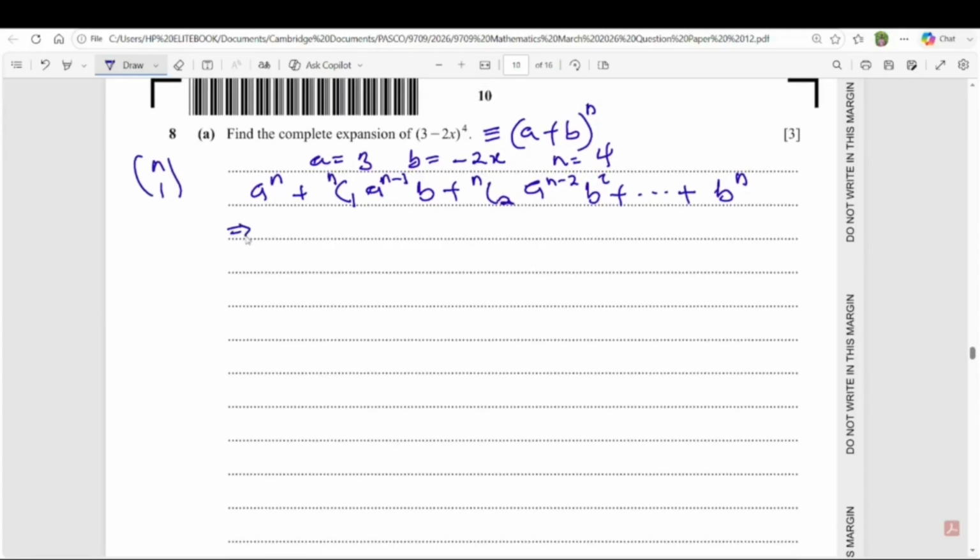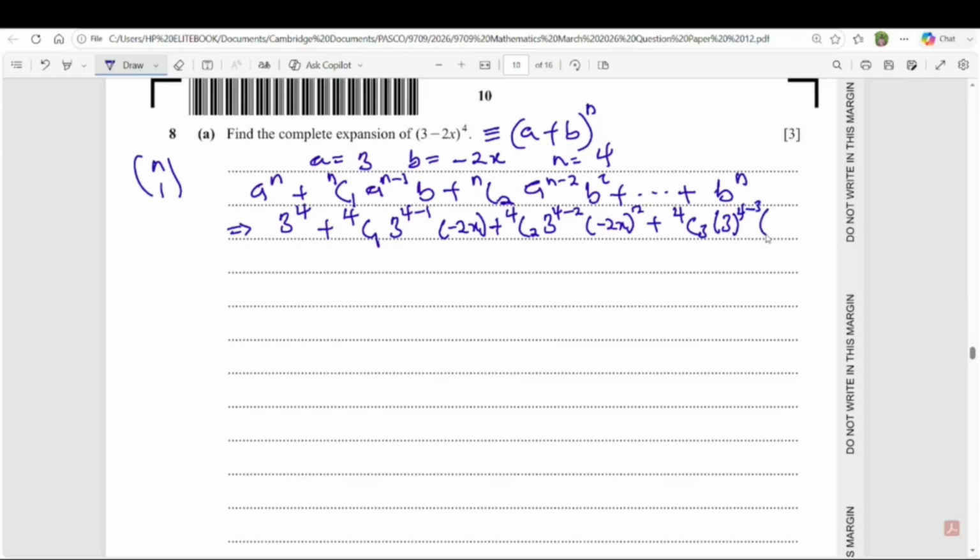So our expansion is going to be 3 exponent 4 plus 4 combination 1, and remember a is still 3, so 3 exponent 4 minus 1, and then b is negative 2x. The next term is 4 combination 2, our a is still 3, exponent 4 minus 2, b is negative 2x, make sure it's in brackets so that it doesn't confuse you, and then squared. The next one is 4 combination 3, and then 3 exponent 4 minus 3, which is 1.